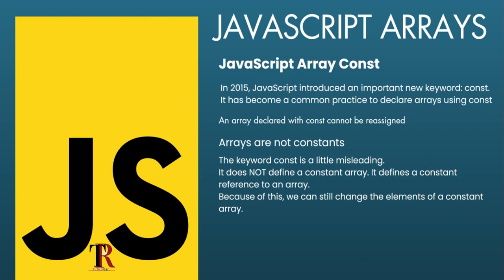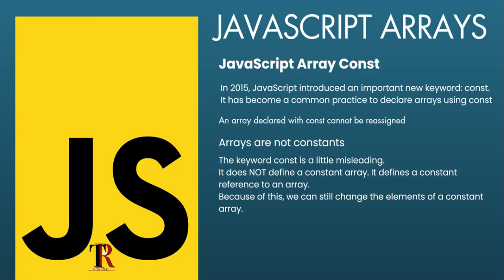In 2015, JavaScript introduced an important new keyword, const. It has become a common practice to declare arrays using const. Now, if you take a look at how we've been working with arrays from the beginning, we've always been making use of the const keyword. Someone might ask, what about let, what about var? Is it that they are not acceptable when working with arrays? It's not that they are not acceptable, but for a very important reason, and for the fact that it has become common practice, that is why you see us using the const keyword often and often in our previous examples.